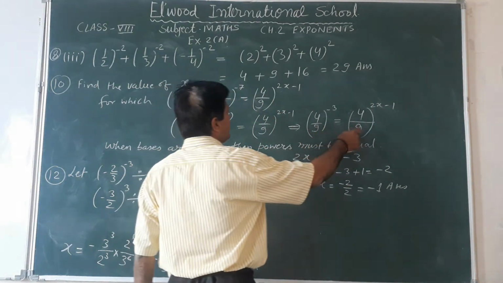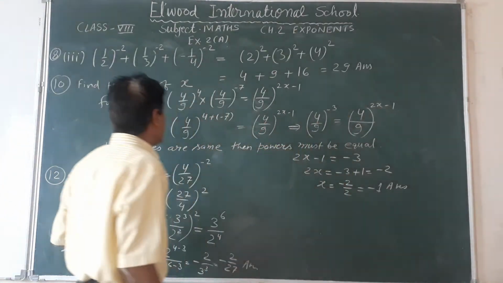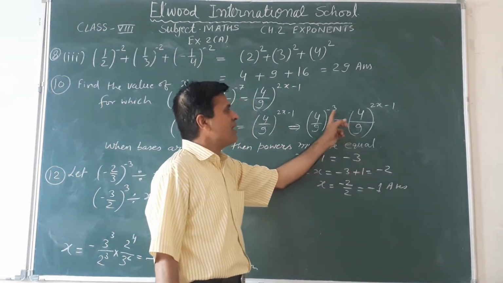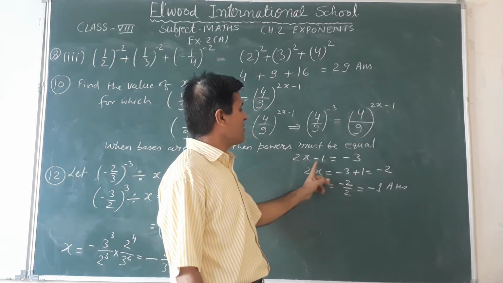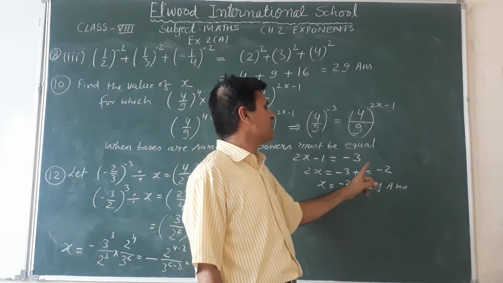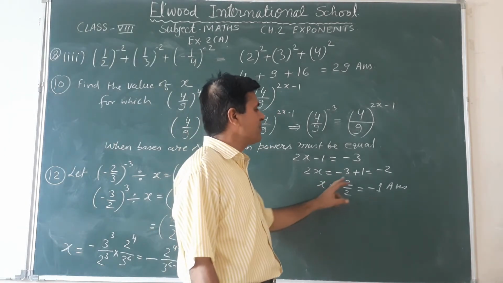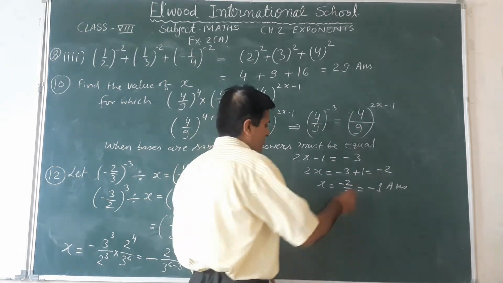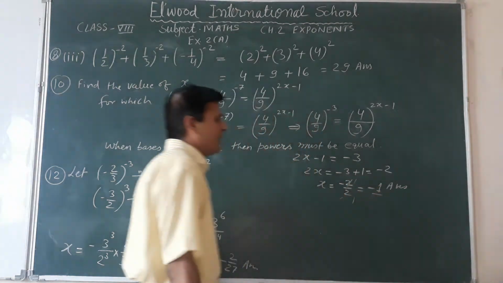Here the bases of this equation are the same, so the powers must be equal. When bases are the same, the powers must be equal. So I will equate minus 3 with 2x minus 1. Now I am transferring minus 1 to the right hand side. So minus 3 plus 1 becomes minus 2. Now 2x, so x will be minus 2 divided by 2. It will cancel, and it becomes minus 1, which is the answer.